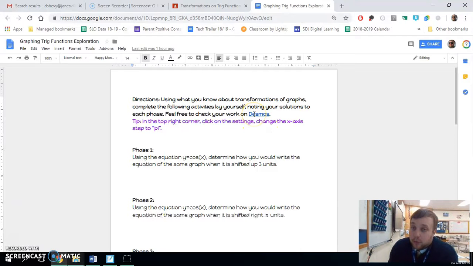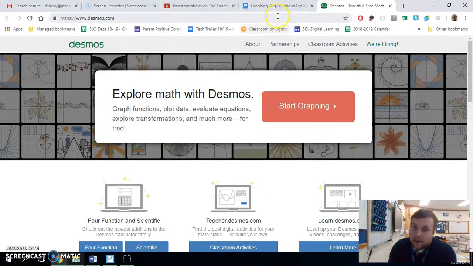Okay, here's what I want everybody to do. I want you to actually click on that link to Desmos, and it'll take you to Desmos. Okay, if you've never done Desmos before, it's an amazing graphing website. We're going to go right here into Start Graphing.